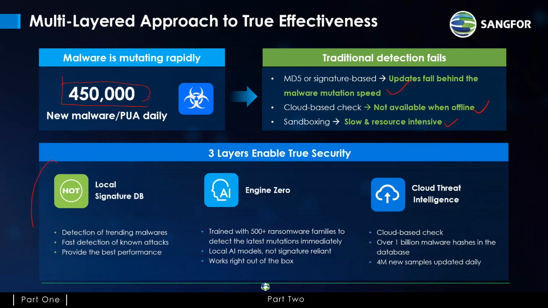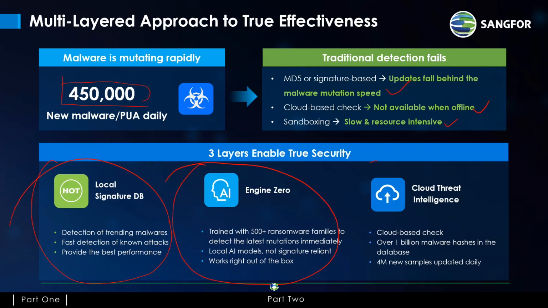First of all, we have our first tier, the local signature database, which only keeps the trending security threats, the trending samples. So it will be able to detect the most popular threats right away with the signatures. It's fast and can detect effectively. And second is the core part, the AI engine. The AI engine will be able to detect new and mutated malware, the changed malware, the new ransomware families, very effectively without relying on signatures.